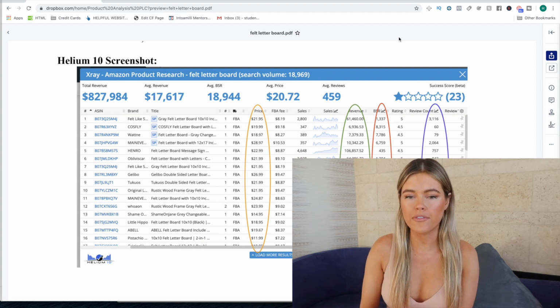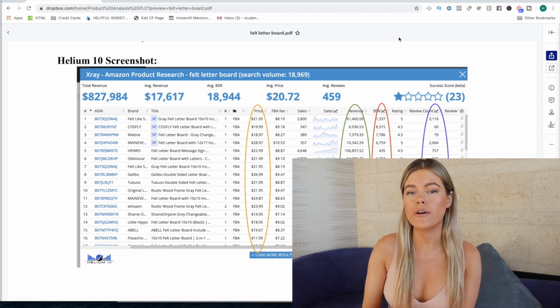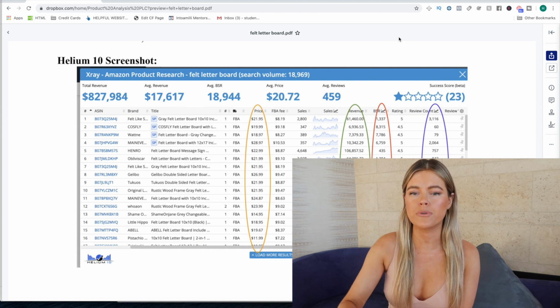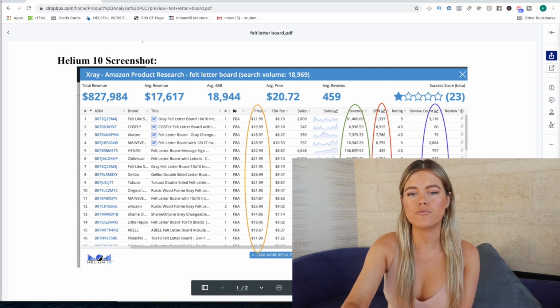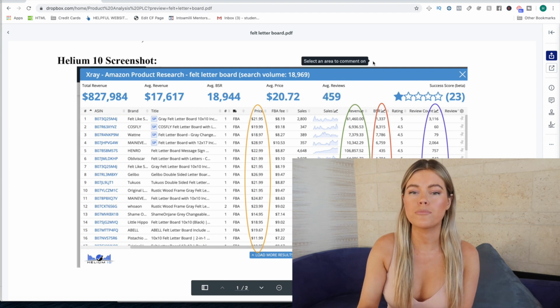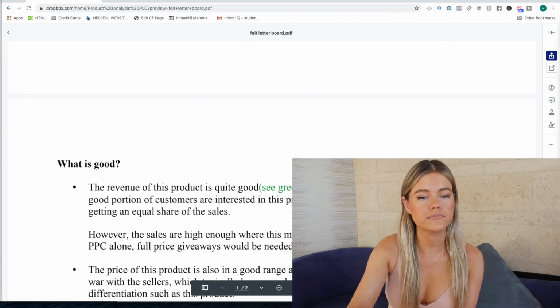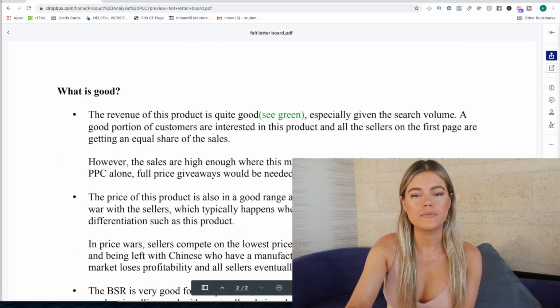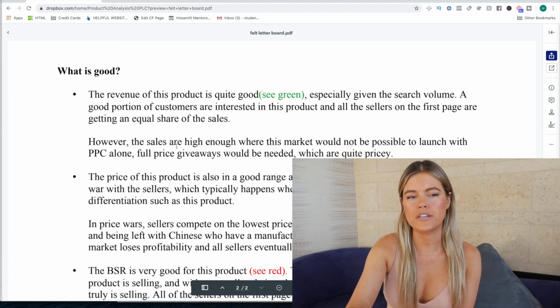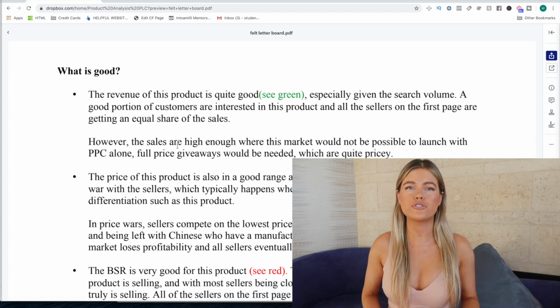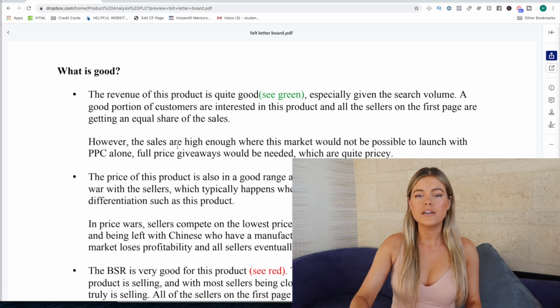The one bad thing about this is it is quite a high revenue. I do like to teach this business model the low risk way, and low risk means having a little bit lower revenue because it's very hard to compete with revenues this high. You're going to need tens of thousands of dollars to match the sales velocity, and that's why I advise against this. I mention this here because you cannot launch this type of product with just PPC alone. You're going to have to do giveaways, which is very pricey.